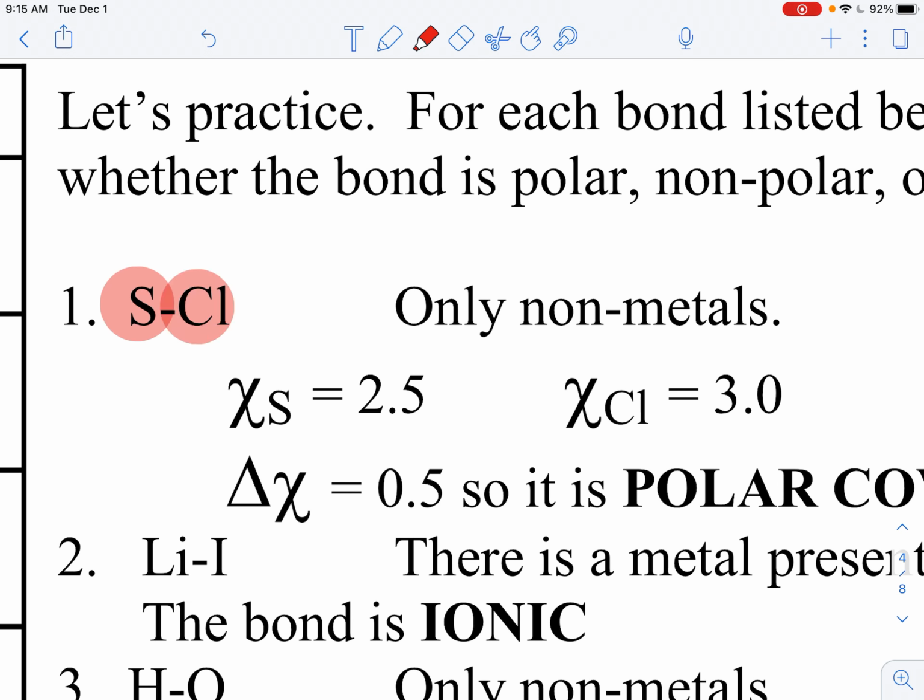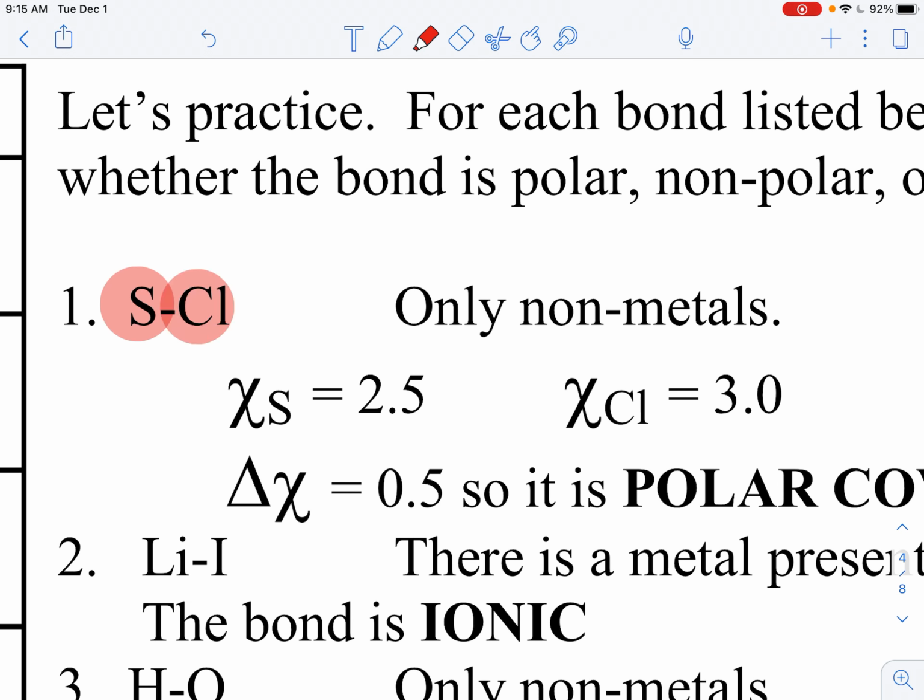Now the question is, is that individual bond going to be polar covalent or nonpolar covalent? And if it's polar, which way does that arrow go? Well, let's take a look. We looked it up already. It's 2.5 and 3. So the electronegativity of S is 2.5. The electronegativity of Cl is 3. What we're looking for here is the difference in the electronegativity. It doesn't matter what the number is, it matters what the number is compared to the other number. So if I subtract 3 and 2.5, I get 0.5.